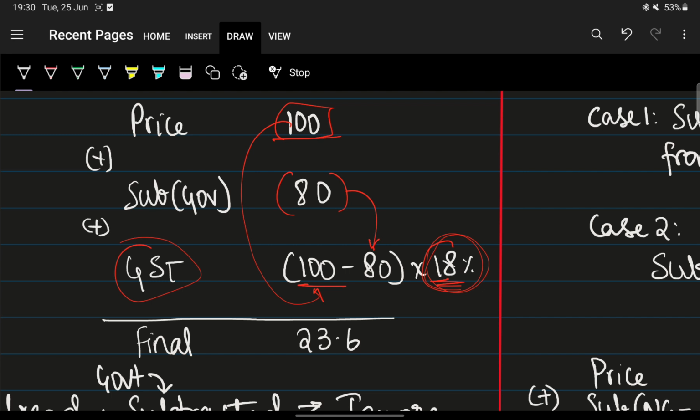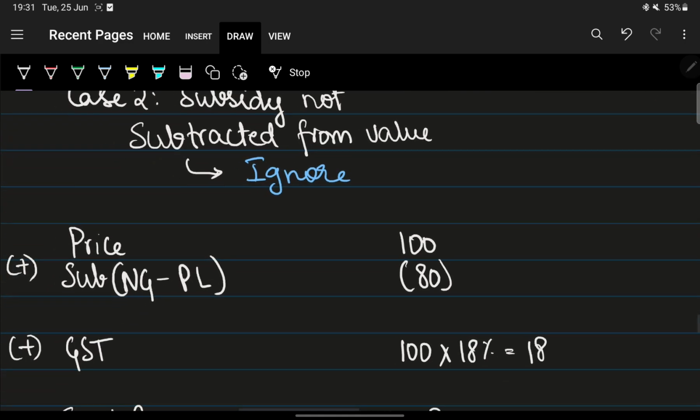I don't think there's any doubt that should arise, right? So here, since it was a government subsidy and it was not yet subtracted from this price, we are going to subtract it and charge the GST. The final price will be 20 into 18%, which is 3.6 rupees. So 100 minus 80 plus 3.6, so 100 minus 80 will become 20, plus 3.6 will become 23.6. Is that clear? They might ask this final price also, so you should be aware of how to calculate that.